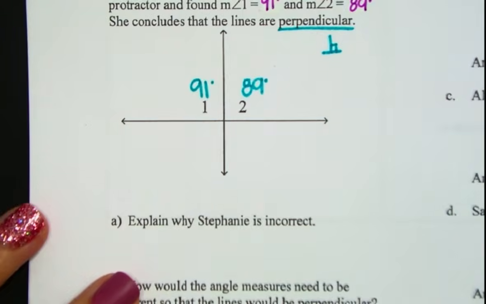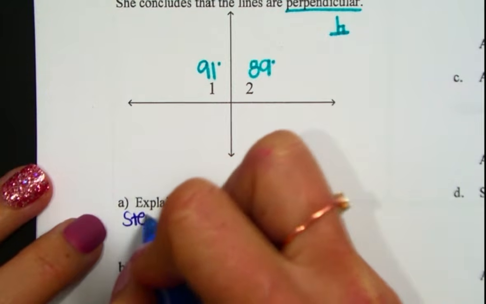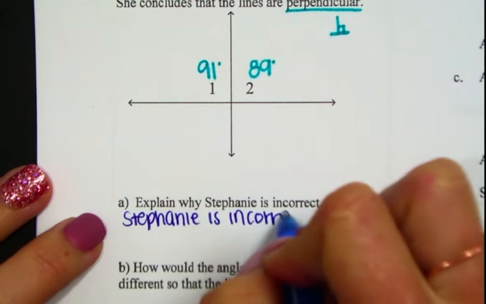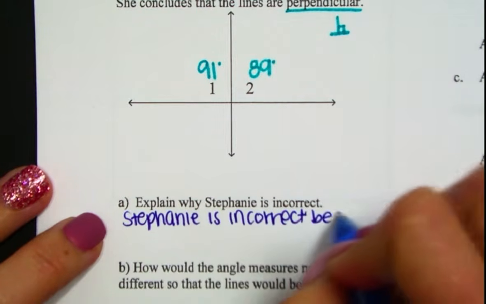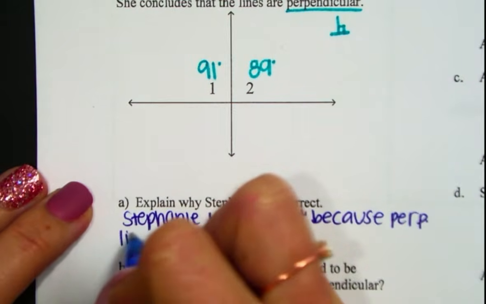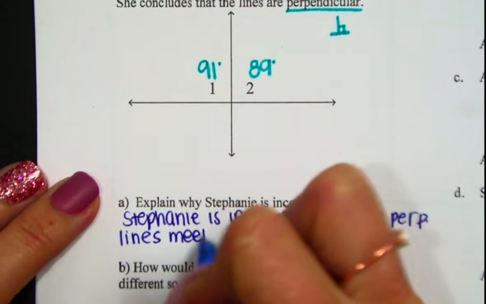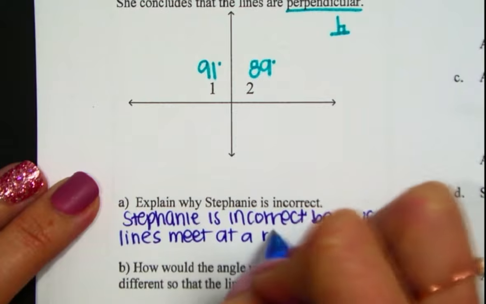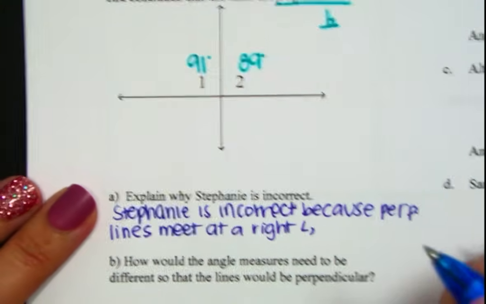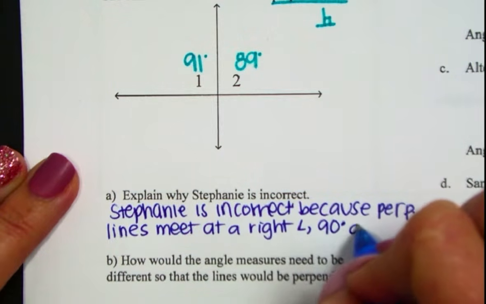Explain why she's incorrect. So Stephanie is incorrect because perpendicular lines, I'm going to shorten this a little bit, perpendicular lines meet at a right angle, or in other words, angles are formed at 90 degrees.